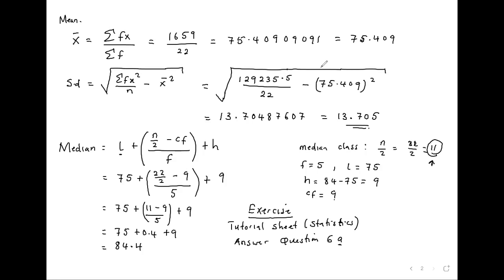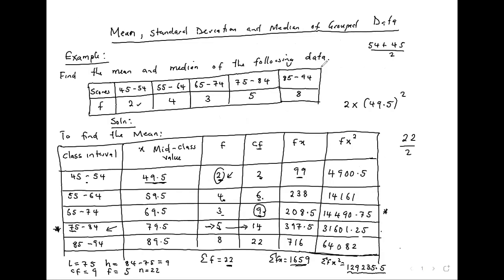So, how did you find the 9? The 9 is the cumulative frequency of the interval before the interval that you are dealing with, before the median interval. So you don't get the CF of the interval you're dealing with, but you get the CF of the interval before it.